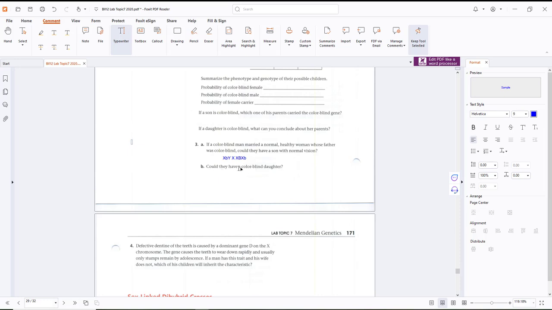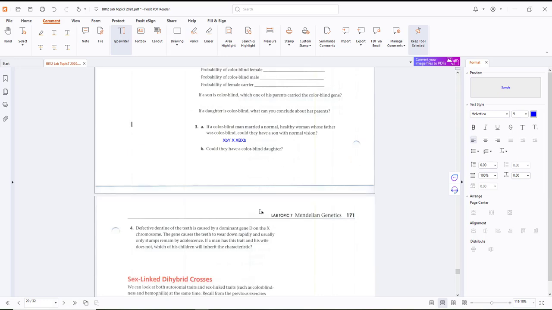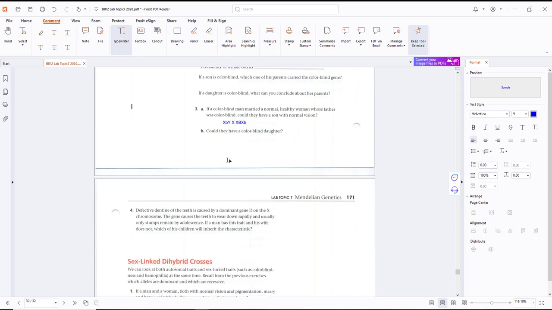Could they have a colorblind daughter? Yeah. Okay, dad's definitely going to give the daughter his color blindness X chromosome. There's a 50% chance that mom's going to give a colorblind X as well. That will combine to give a colorblind daughter, right? So there is a chance.